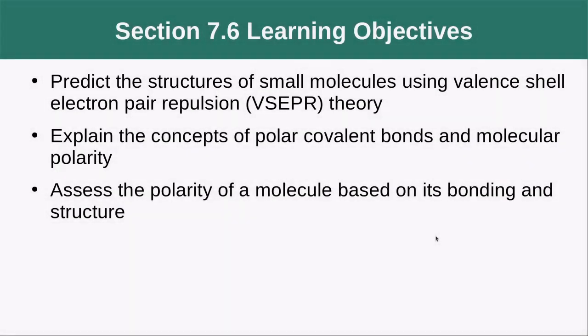Section 7.6, we're going to predict the structures of small molecules using valence shell electron pair repulsion, VSEPR theory. We're going to explain the concepts of polar covalent bonds and molecular polarity, and we're going to assess the polarity of a molecule based on its bonding and structure.